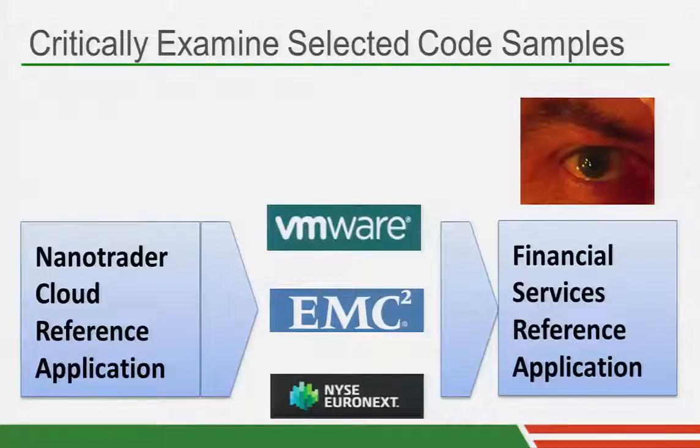But what we're going to do with this is examine selected code samples in this application. Not in a creepy way or a critical way, but in an open sort of way. Is this really the best way of doing things, or are there problems associated with it? And we'll open it up to questions. So let's demo NanoTrader.